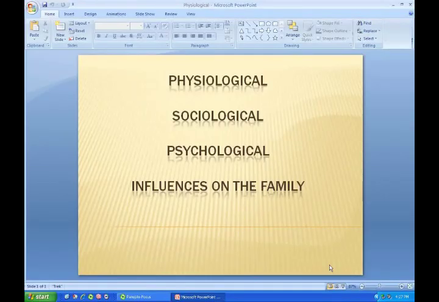Fifth characteristic, inadequate interpersonal skills. Interpersonal skills are skills for relationships between individuals. These are the communication skills. These individuals lack cooperation and negotiation. They lack empathy, the ability to feel what other people feel. They lack listening skills, and they lack sharing skills as well.